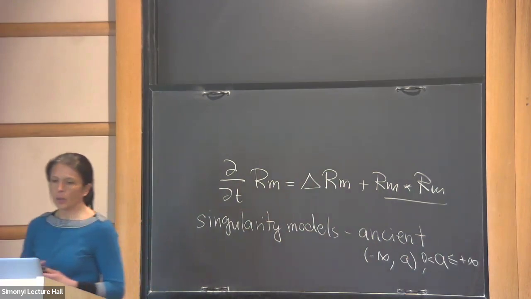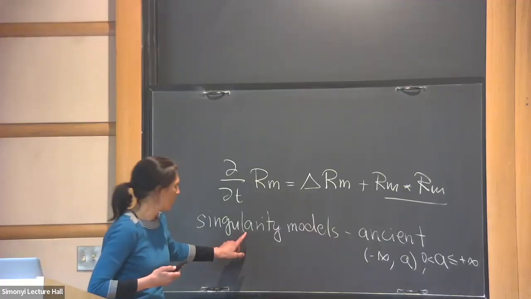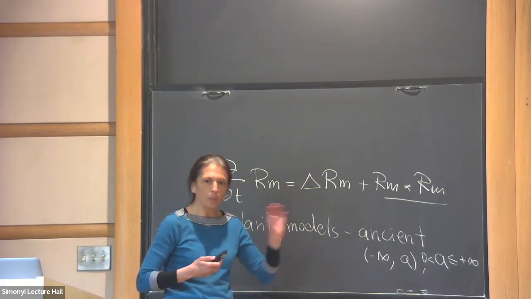Okay, but there is a conjecture of Hamilton that most singularity models should be nicer than that, right? Not just ancient, but a little bit more special.